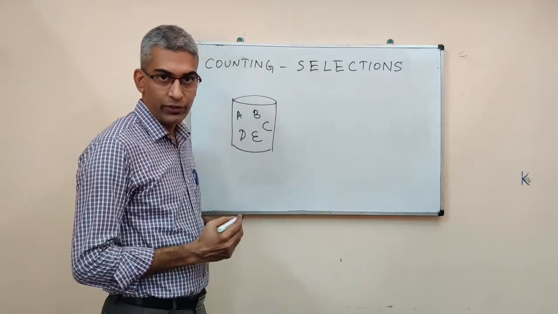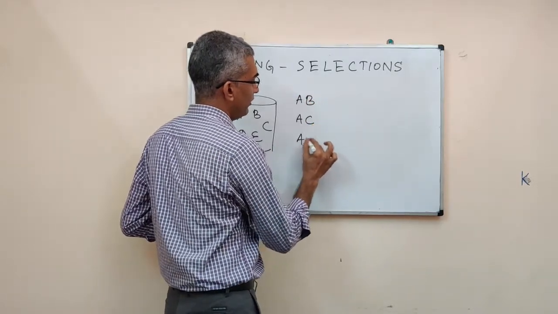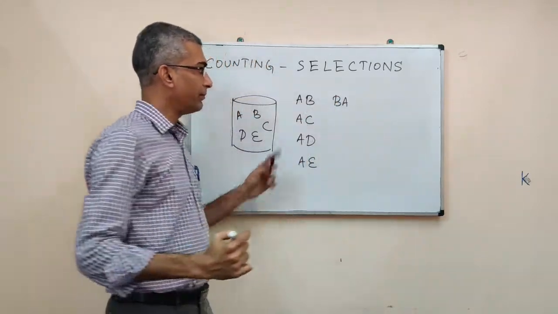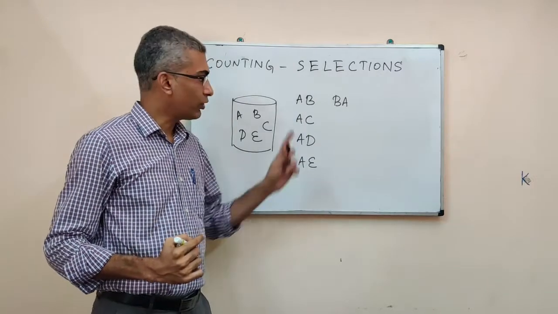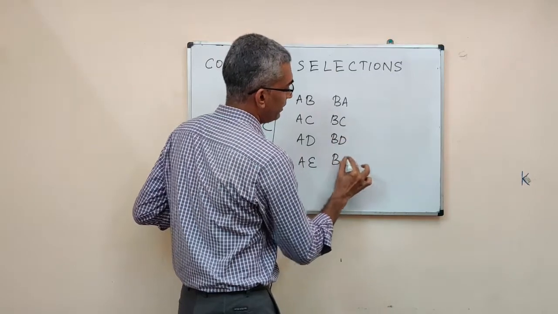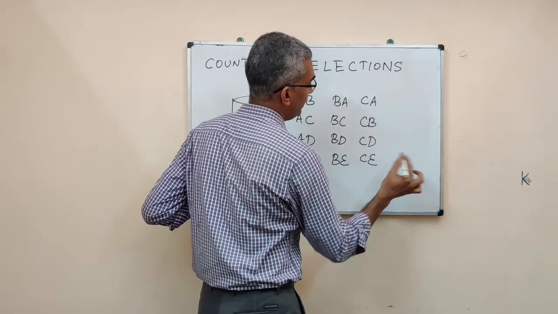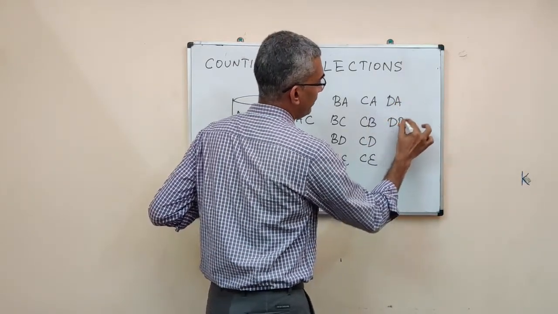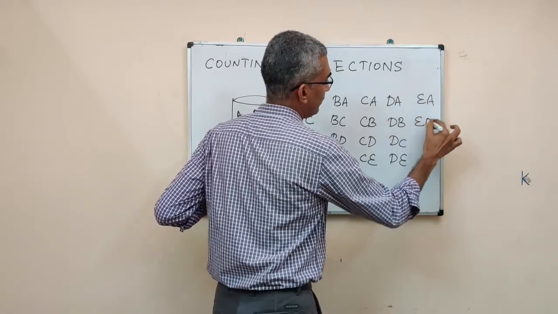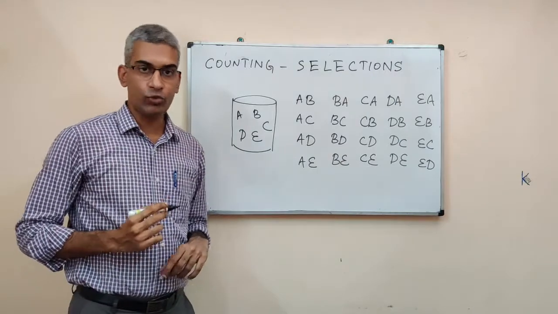Arrangement means order is important. So the possibilities will be AB, AC, AD, AE, BA. Look here, AB and BA are different because the order is important. BC, BD, BE, CA, CB, CD, CE, DA, DB, DC, DE, EA, EB, EC, and ED. Total number of possibilities will be 20.